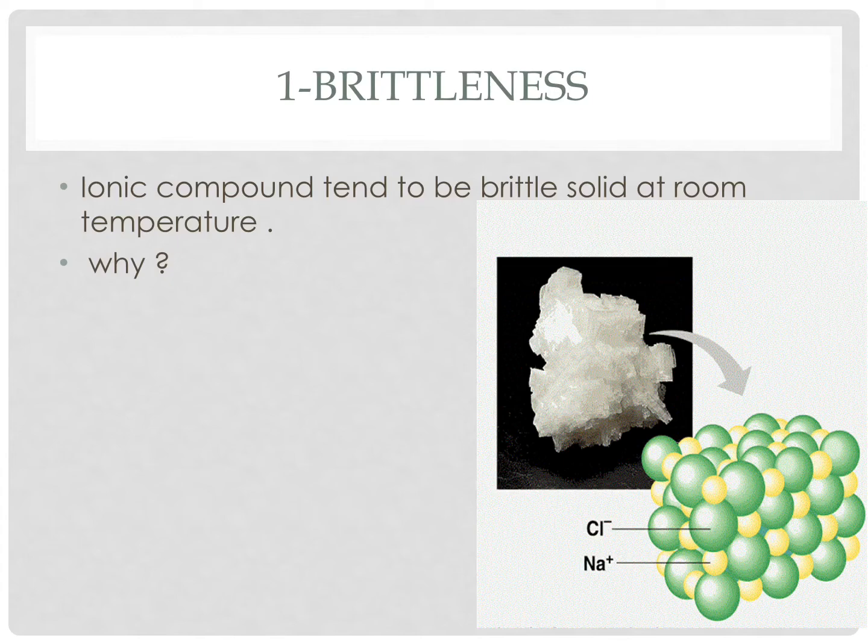I want to talk about the first property of ionic compounds. Ionic compounds are very brittle, brittleness is the first property. Ionic compounds tend to be brittle solids at room temperature. I will ask you right now, why do you think ionic compounds are brittle or solid at room temperature? We will answer this in the next slide. There must be a very good reason for this.